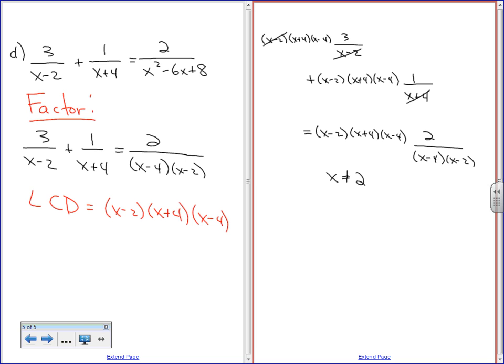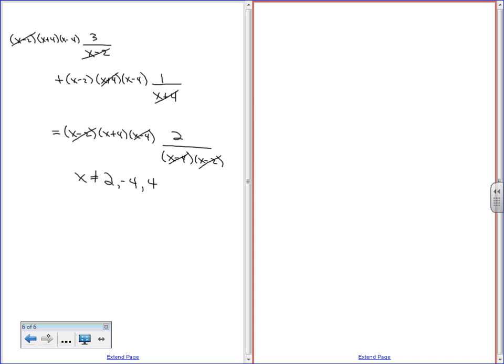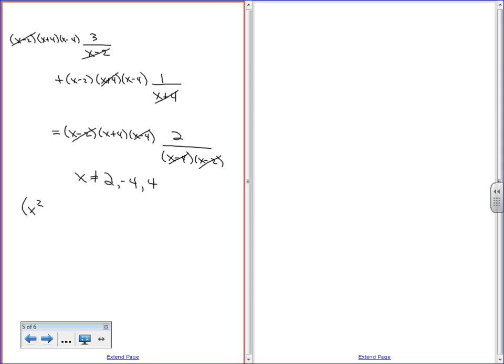X plus 4 goes into x plus 4 one time, providing x isn't equal to negative 4. X minus 4 goes into x minus 4, providing x isn't equal to 4. And x minus 2 goes into x minus 2, providing x is equal to 2, but we already have it. So now it's just a matter of simplifying what we've done here. So x plus 4 times x minus 4 would be x squared minus 16, and then times 3. So that's my first term.